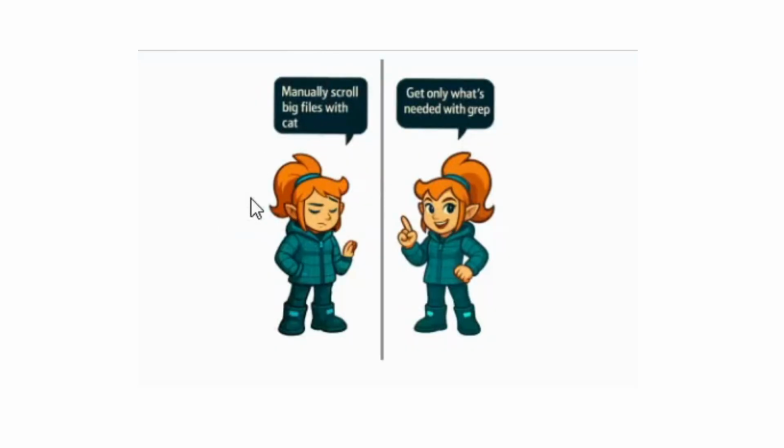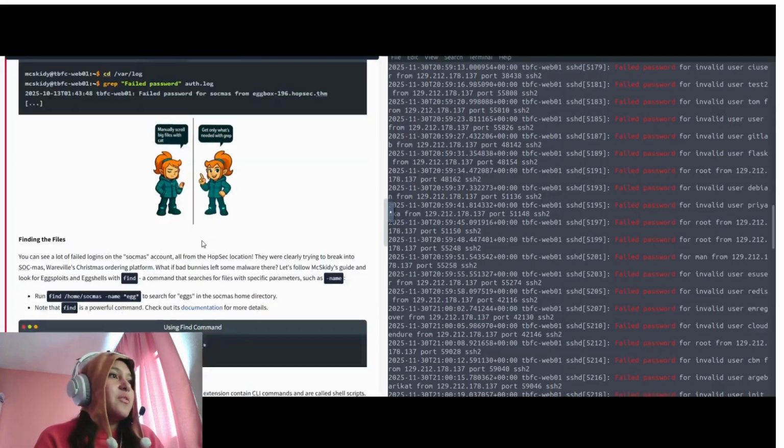Manually scroll big files with cat, get only what's needed with grep. So, finding the files, you can see a lot of failed logins on the SOCMIS account, all from the Hopsec location. They were clearly trying to break into the SOCMIS, Wareville's Christmas ordering platform. What if the bad bunnies left some malware there?